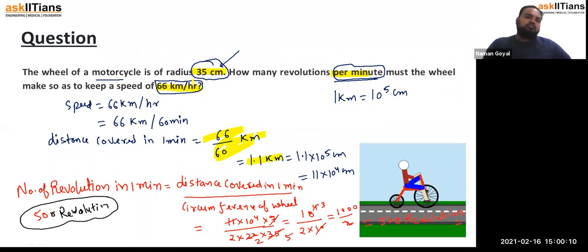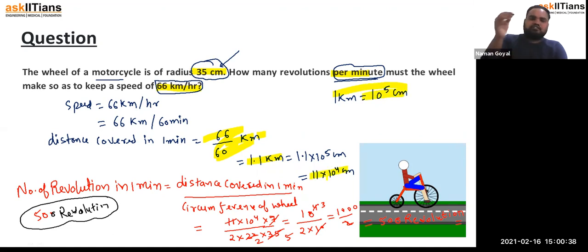Now you can see the radius is given in centimeter and you found the distance covered in 1 minute in kilometer. So either you have to convert the radius into kilometer, or you have to convert the distance covered in 1 minute into centimeter. So what I do is convert the distance covered, which is given in kilometer, into centimeter. We have to multiply it by 10 raised to power 5. So how much do we get? We get this one.